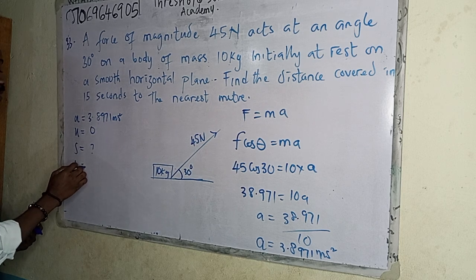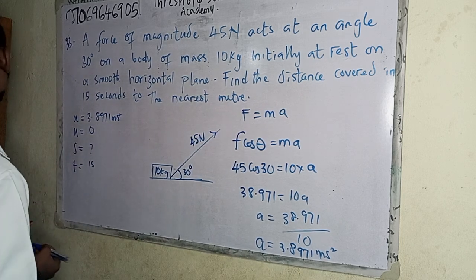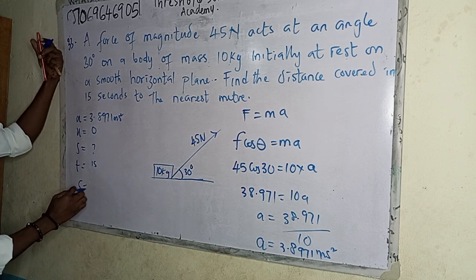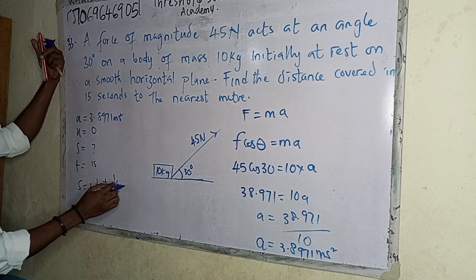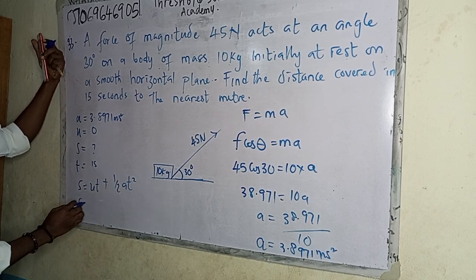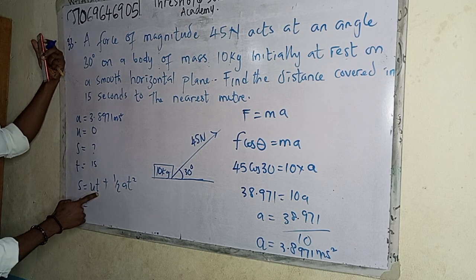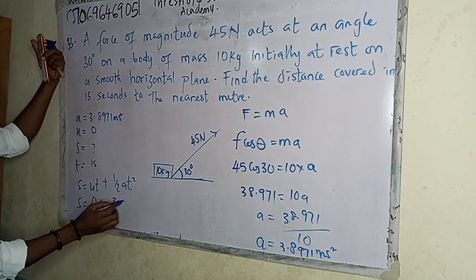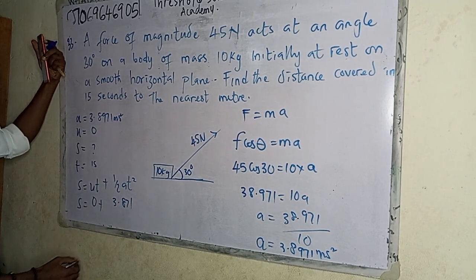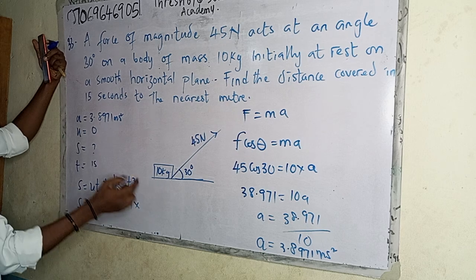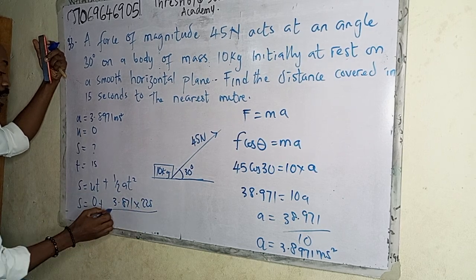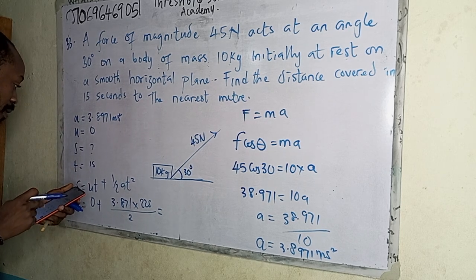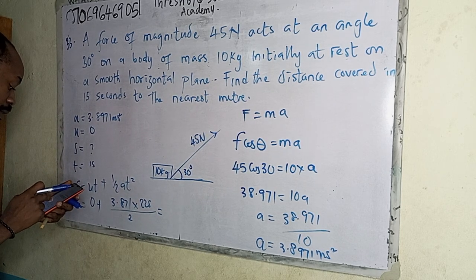So the time is 15. Of course, what are we going to be using here? Which equation of motion has all of these parameters? I think it's going to be S equals UT plus half AT squared. So S equals U, which is 0, times 15. So 0 times 15 is 0, plus A, which is 3.871, times T squared, which is 225, all over 2. So that's going to be our distance after 15 seconds. That's going to be 3.871 times 225 divided by 2.